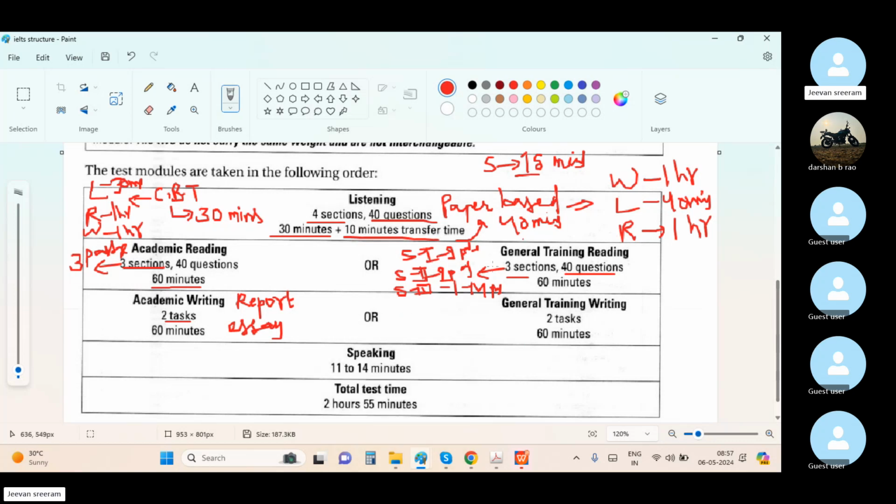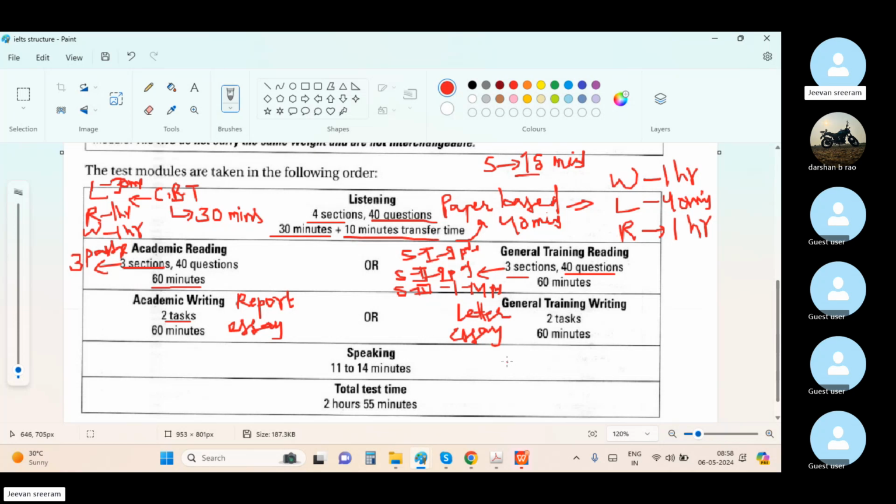So general training writing, of course, is 60 minutes and 2 tasks, absolutely the same, but the first writing task is letter writing. The second is again an essay. The overall time given is 60 minutes. The suggested times once again by the test maker are the same, 20 and 40 minutes, right?